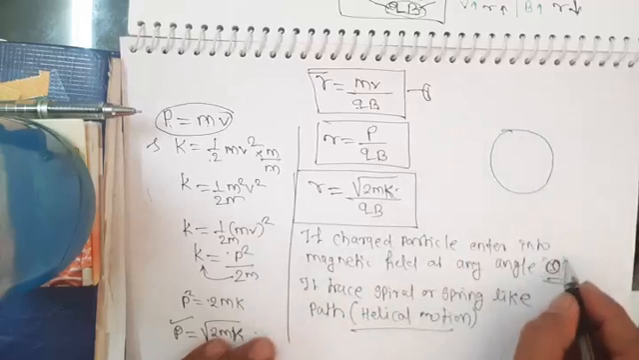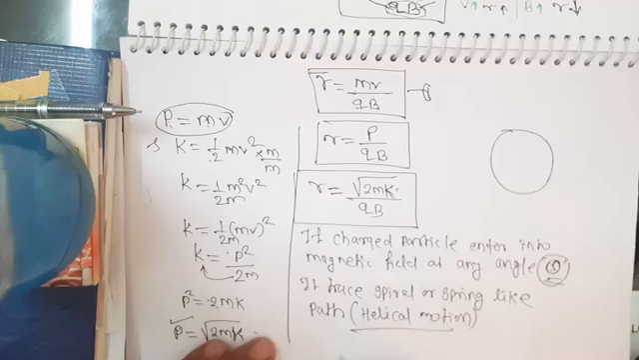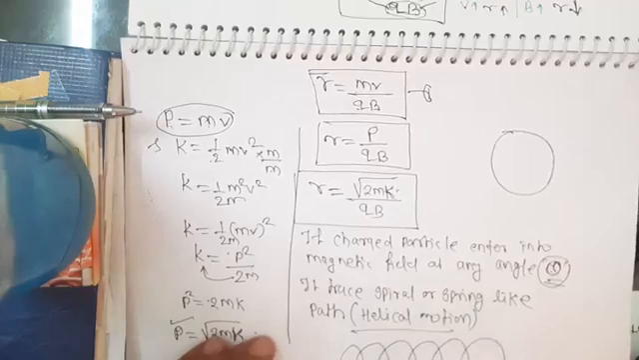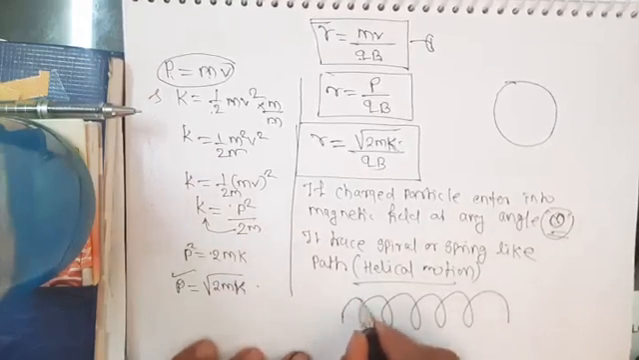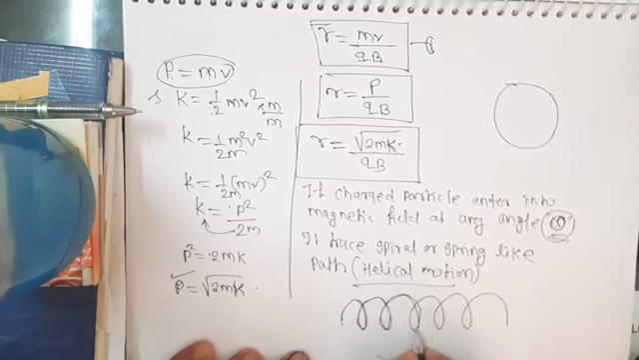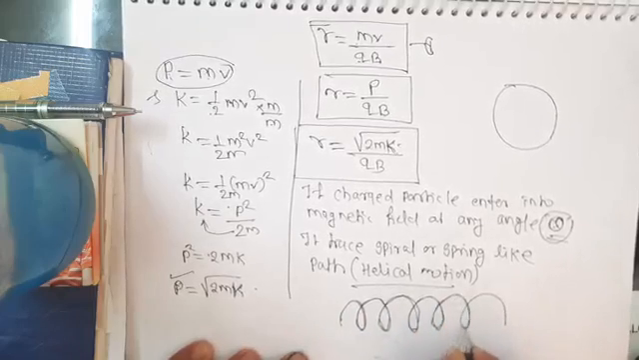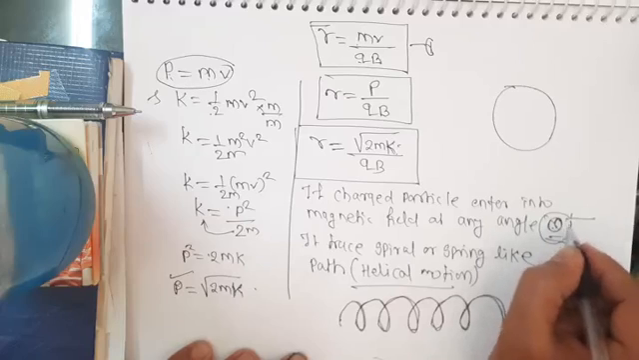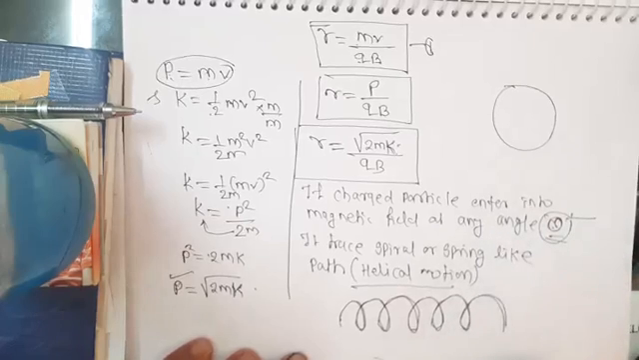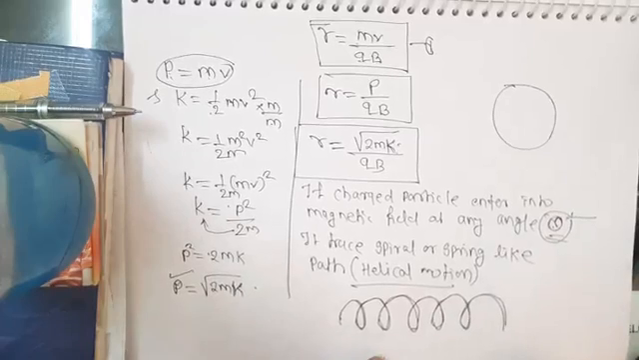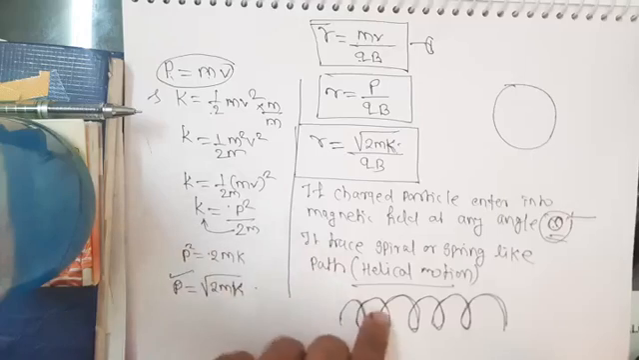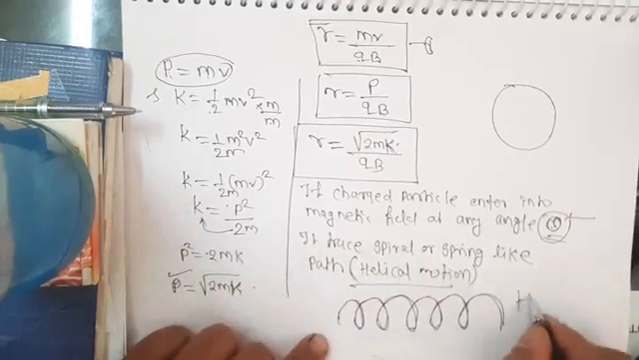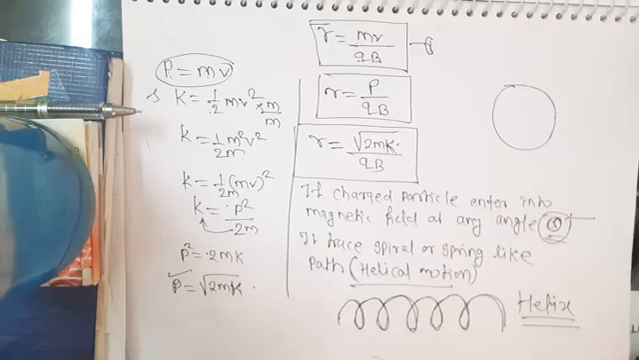But if it is entering at an angle theta, then it will take such a kind of path. The charged particle will move in a spiral shape path. It is moving in a circular form, but it has a spring like shape when it is entering not at 90 degree, not at 0 degree, but any other angle between 0 degree and 90 degree, maybe 30 degree, maybe 45 degree. It will trace a helical motion, sometimes also called a helix. So remember this thing.